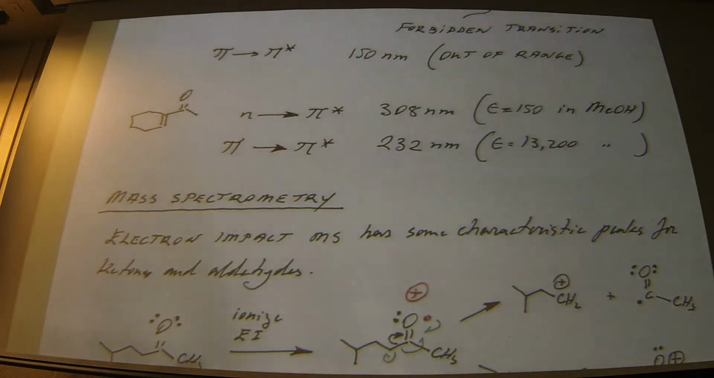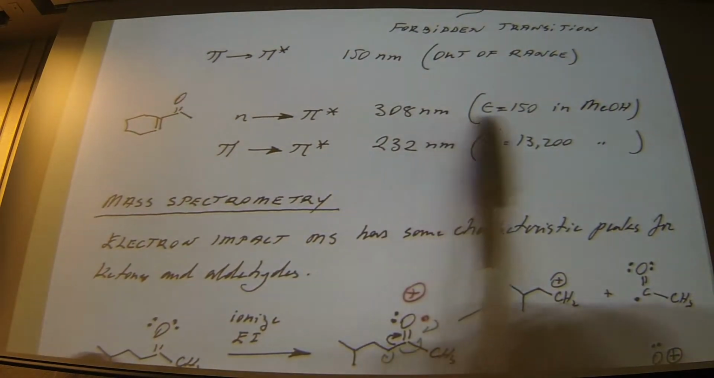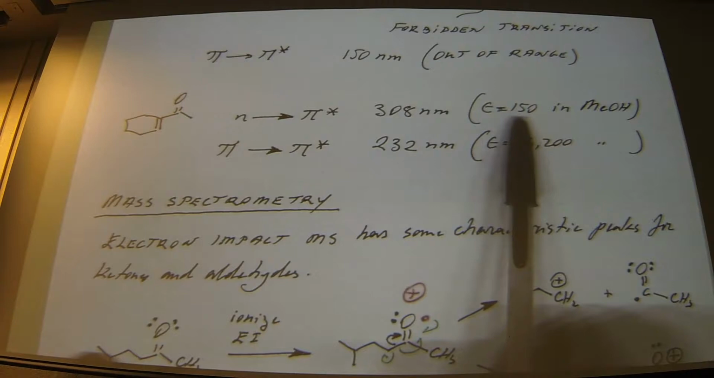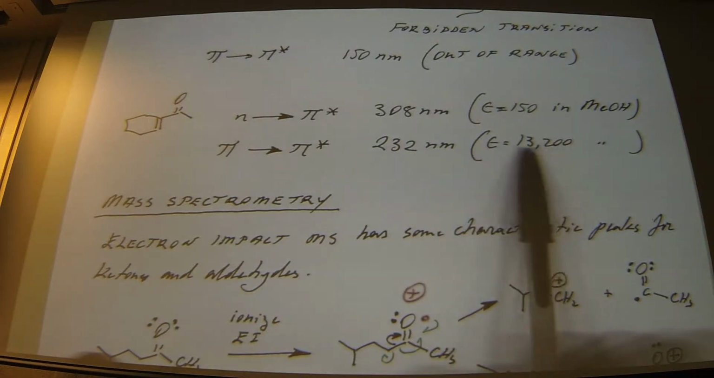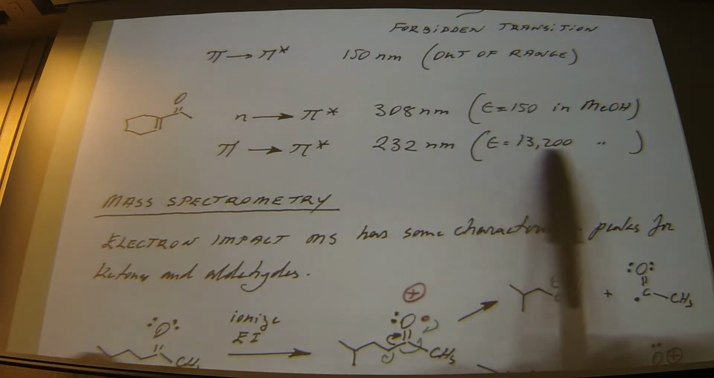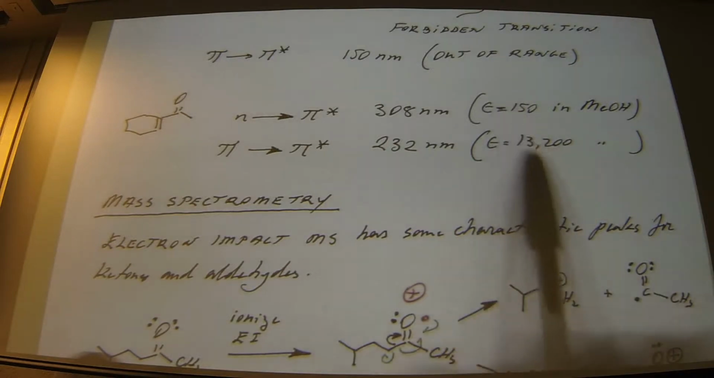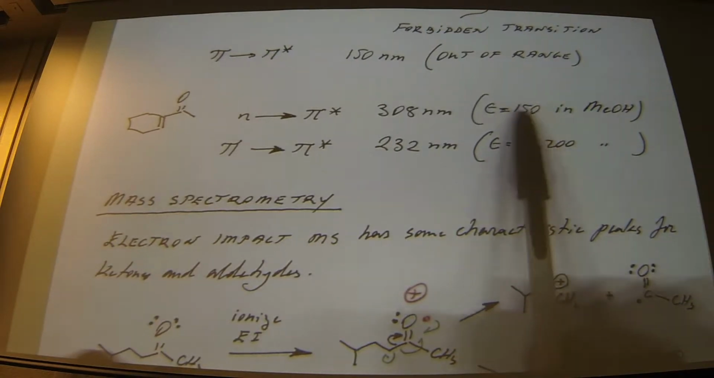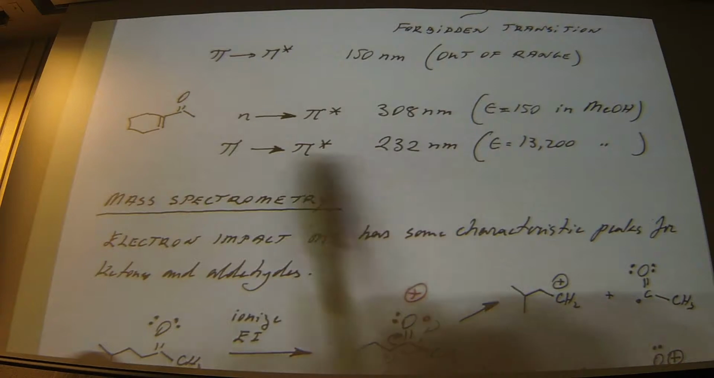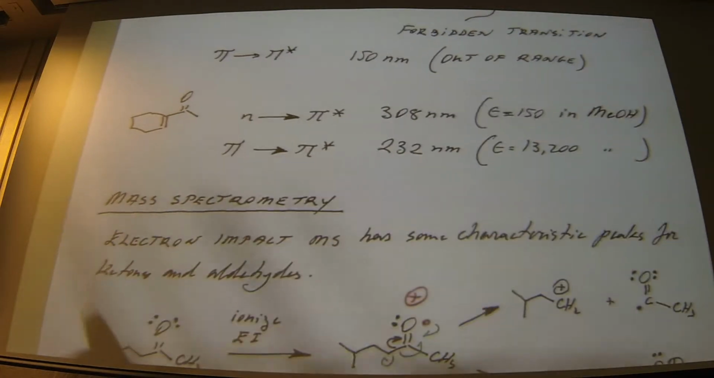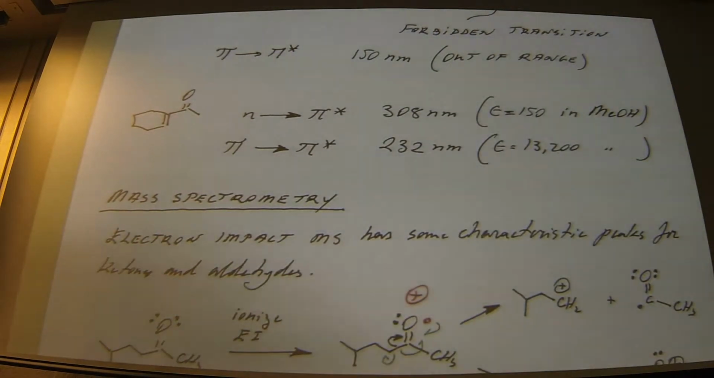And so the n to pi star now is a little bit more probable. The pi to pi star, look at the epsilon. Here the epsilon is really a big number. Look at the difference here. Not a particularly strong peak, strong peak. So the pi to pi star transition is the one that you usually look for in the UV. In the UV, the only ketones you're going to see by UV spectroscopy are going to be alpha beta unsaturated ones or aromatic ones.